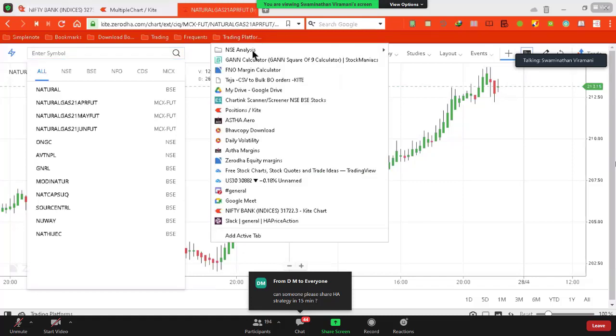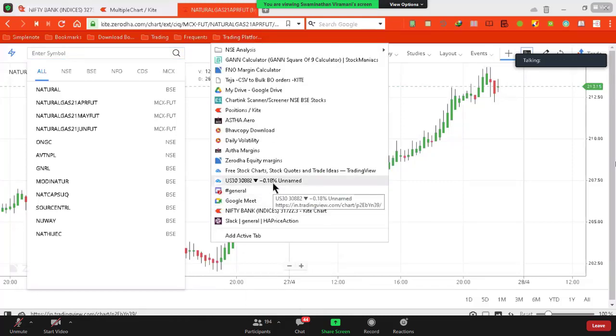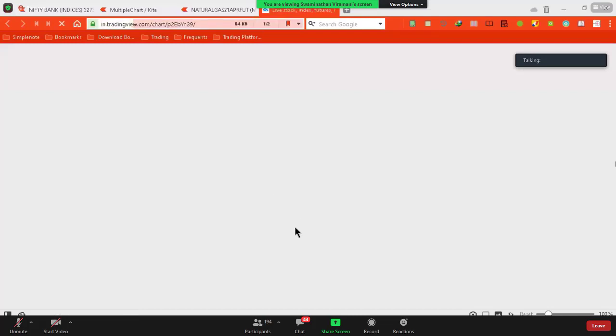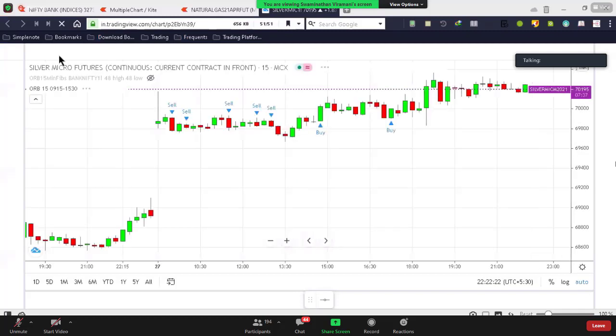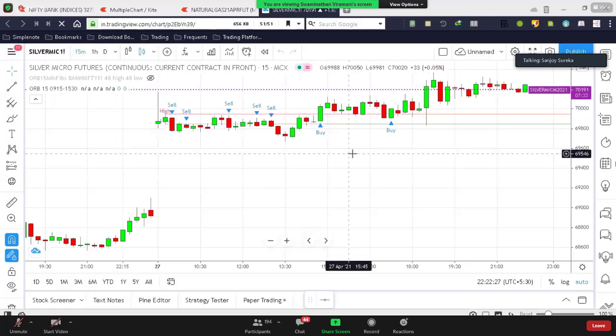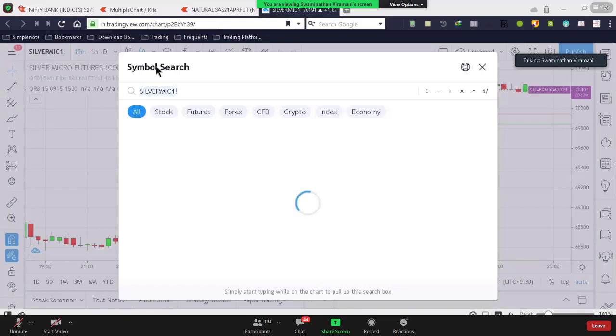Let's try doing it on crypto. You want to see that? Crypto, I have to move to TradingView. Sir, why do you use the Zerodha platform for your charting? Their technology is the best here. I have not found anybody to match their technology improvements.